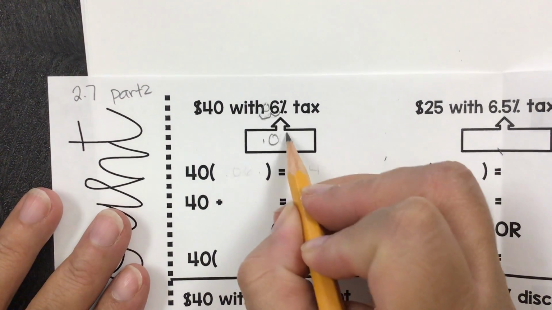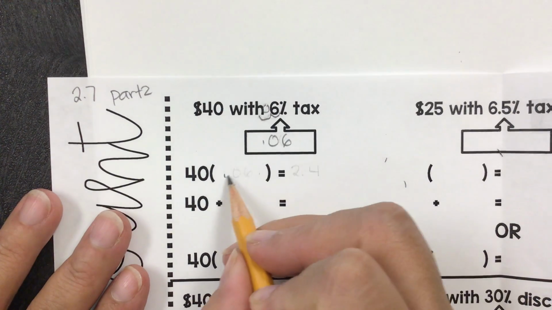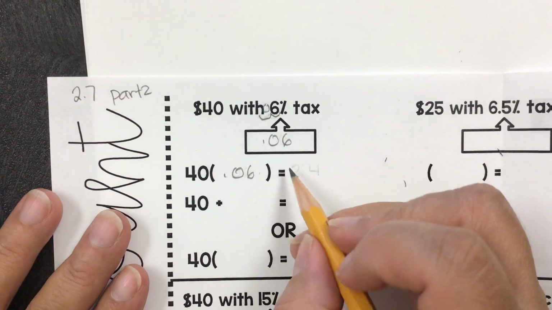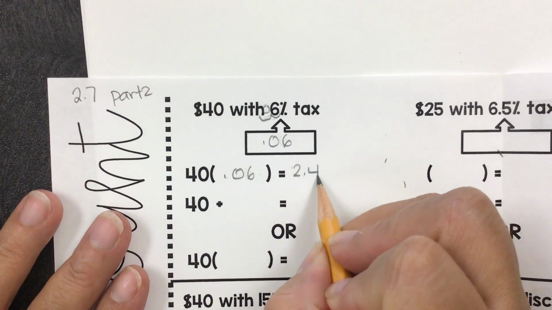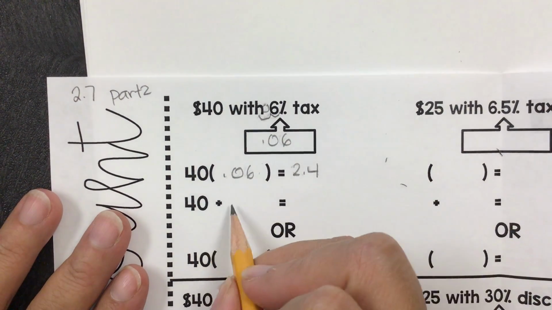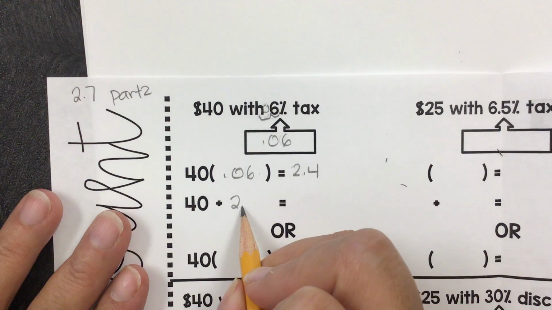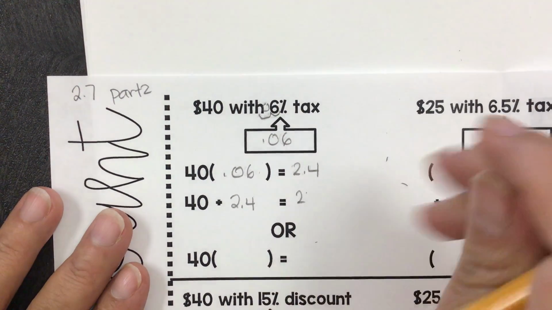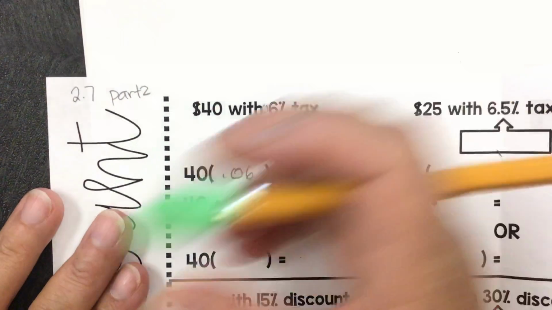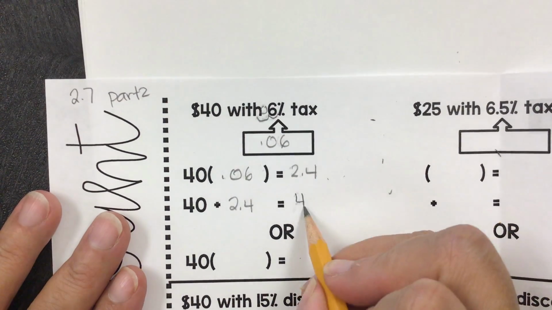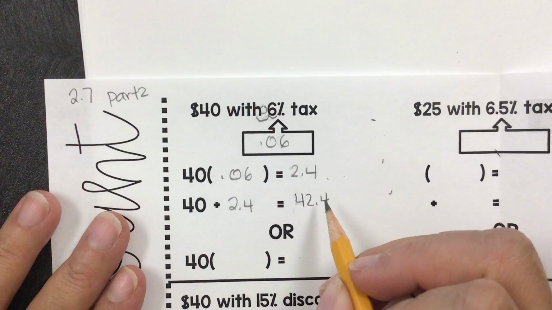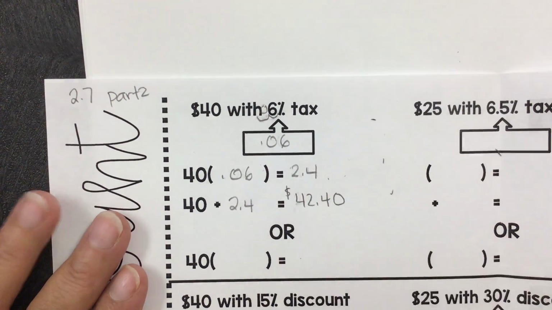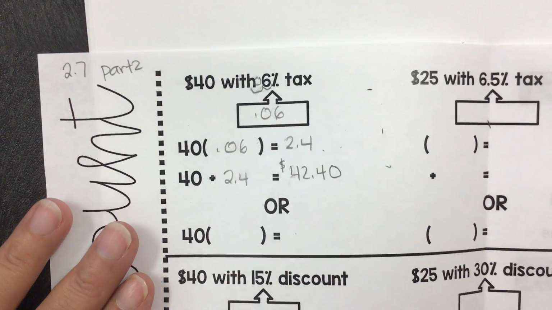It's 0.06. That 0.06 is going to be multiplied to the 40, which gives you 2.4. Now we're going to add the tax to our original amount, 2.4 plus 40, and that gives you 42.4. And since we're talking about money, we can say 40 cents and put the dollar symbol because it is money that we're referring to.